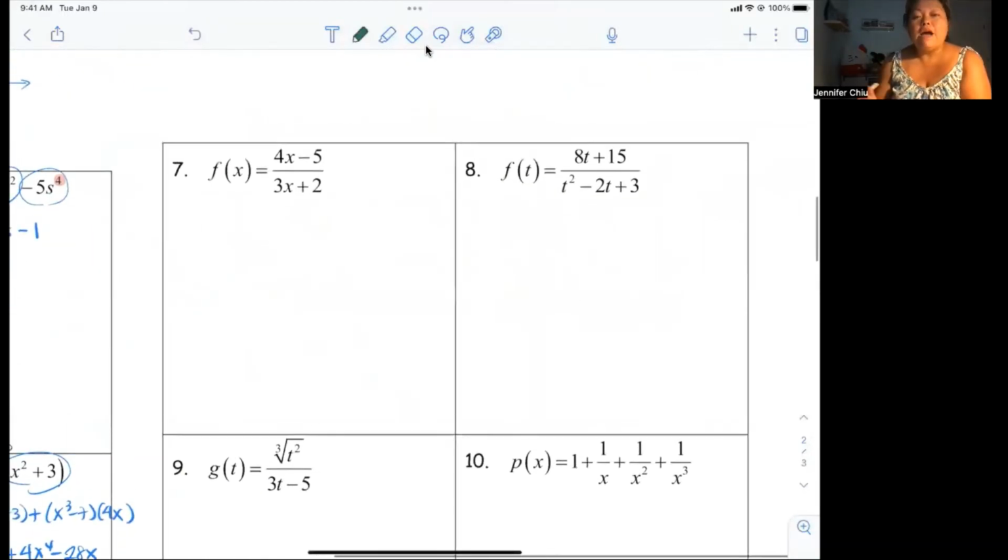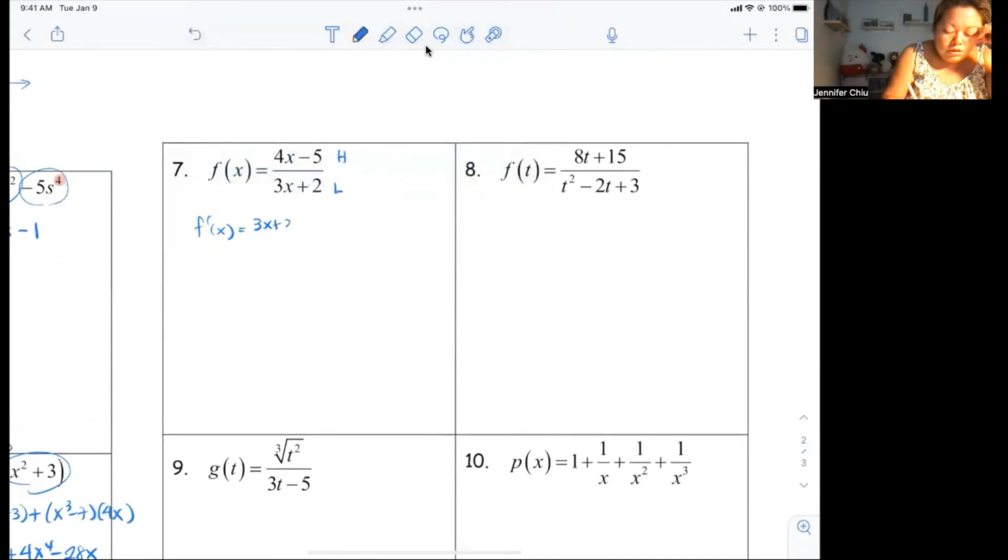Now, what if I have fractions? Then you got to use quotient rule, right? So quotient rule says f prime of x. By the way, this is the high and this is the low, right? So because high is the function in the numerator and low is the function in the denominator. So we get low d high, oops, d high is 4, minus high d low all over low squared.